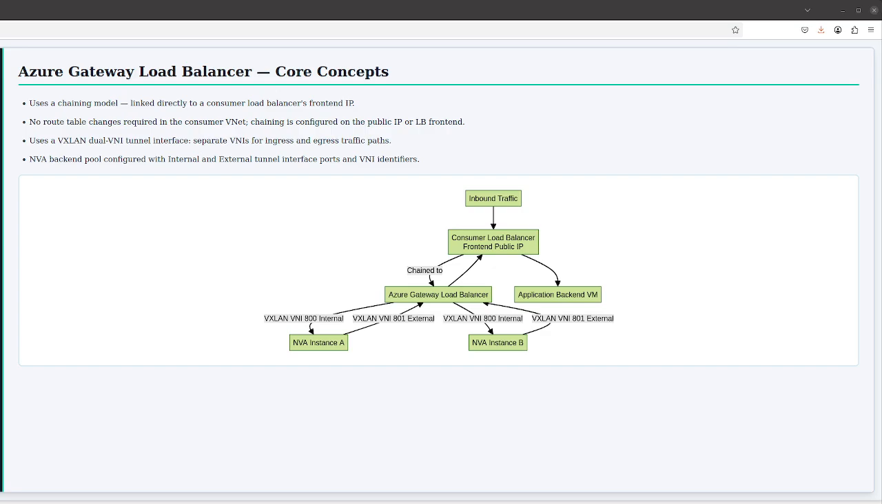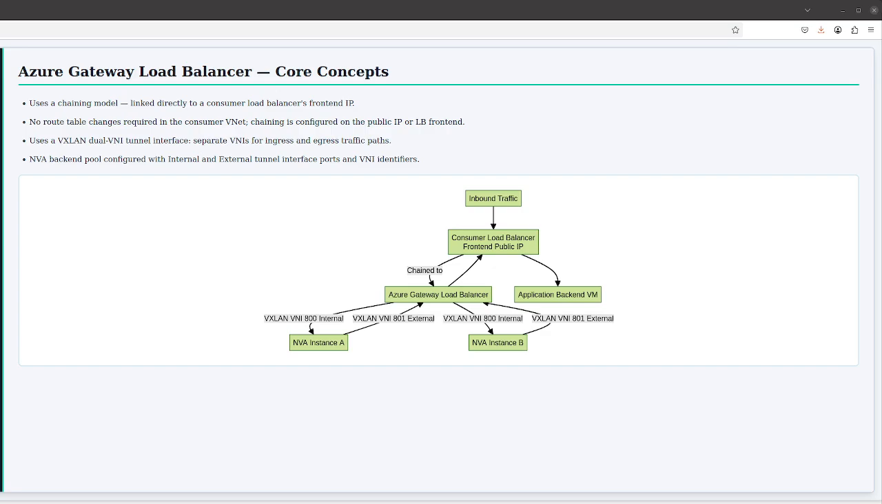The Azure Gateway Load Balancer sits at the front end of the NVA fleet and uses a concept called chaining to link itself to a consumer load balancer. The consumer load balancer is the standard load balancer or the public IP address that your application VNet uses for inbound or outbound connectivity. When you chain a gateway load balancer to a consumer load balancer's front end, Azure automatically inserts the GWLB into the traffic path.